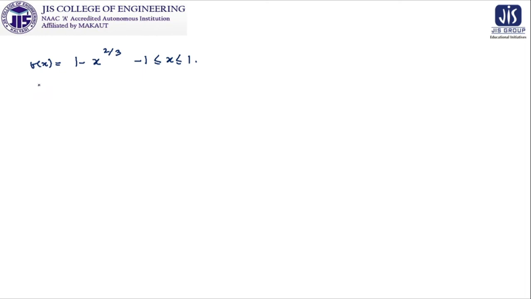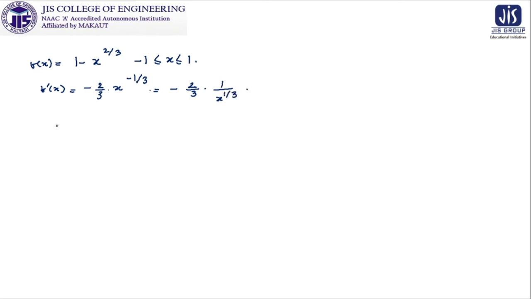First of all we have to check the continuity, and then we get f dash x is equal to -2 by 3 x to the power (2 by 3 minus 1), that is -1 by 3. If you want to see it in this manner also, then you can write it as 1 by x to the power 1 by 3.